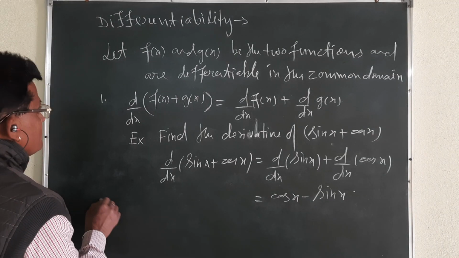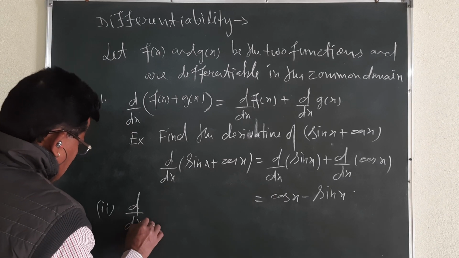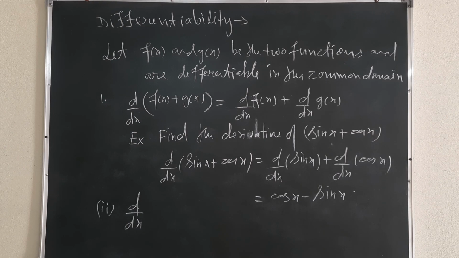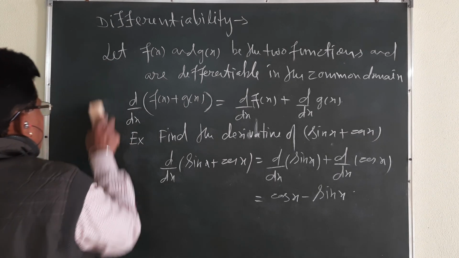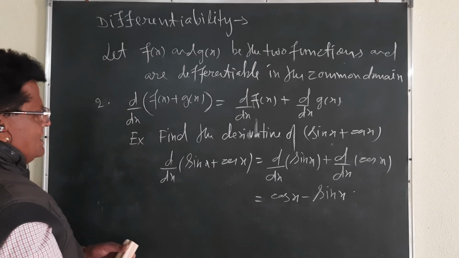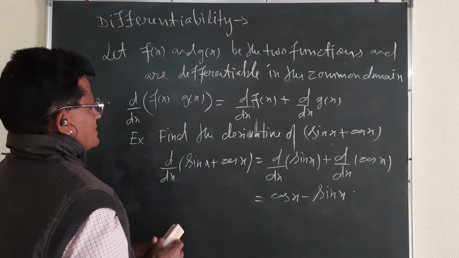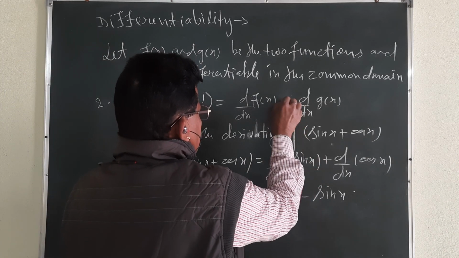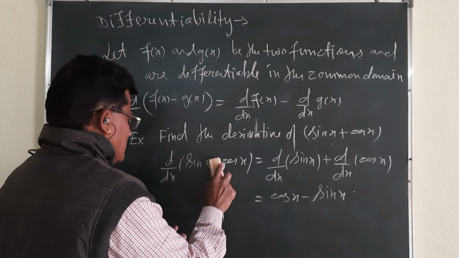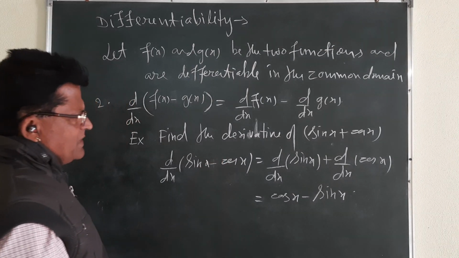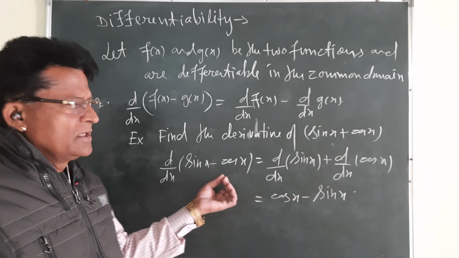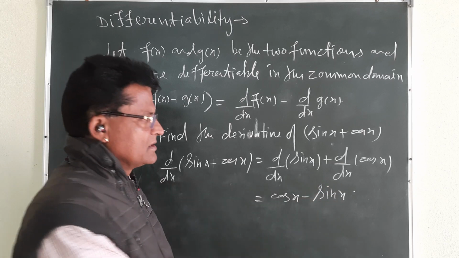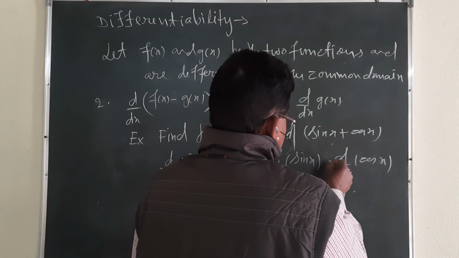Let me take the second case. In the second case, that is also easy. I am not going to write it once again. I am just taking it. Here I am putting 2, the second condition. Because we will take the difference of the two functions, here also I will put the negative symbol. The derivative of the difference of the two functions will be equal to the difference of the derivatives.